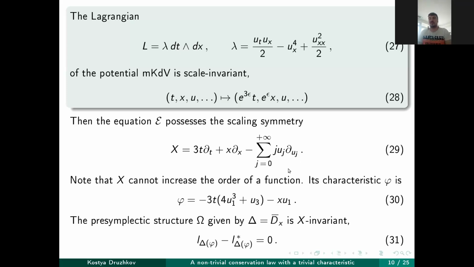Note that this scaling symmetry cannot increase the order of a function, and its characteristic phi is given by formula 30. It's important to know that the presymplectic structure given by this presymplectic operator is invariant under the scale symmetry. It follows directly from the fact that the Lagrangian is invariant, of course. But we can also demonstrate it in a different way, because the reasoning about the Lagrangian invariance is also formal. So the presymplectic structure is invariant, and we can see it using formula 31, for example. It's a different way to see this situation. And this fact is very important somehow. Once again, I do not have a really good explanation why it's important, but I see for sure that in this case it's important. I will comment on it a bit later, once again.